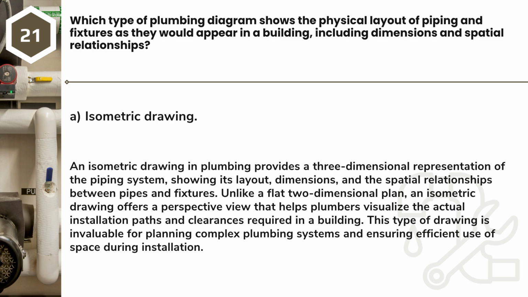Answer: A. Isometric drawing. An isometric drawing in plumbing provides a three-dimensional representation of the piping system, showing its layout, dimensions, and the spatial relationships between pipes and fixtures. Unlike a flat two-dimensional plan, an isometric drawing offers a perspective view that helps plumbers visualize the actual installation paths and clearances required in a building. This type of drawing is invaluable for planning complex plumbing systems and ensuring efficient use of space during installation.